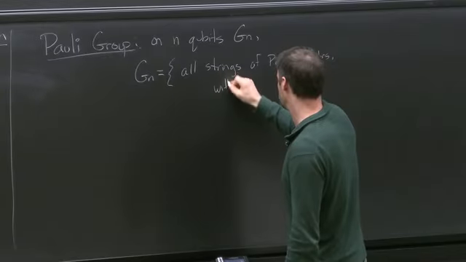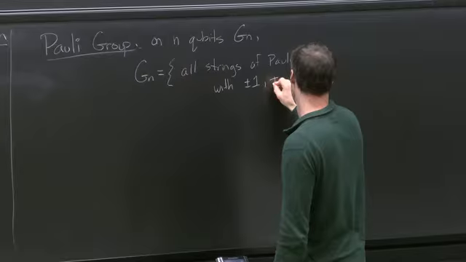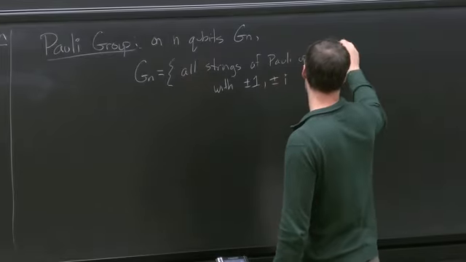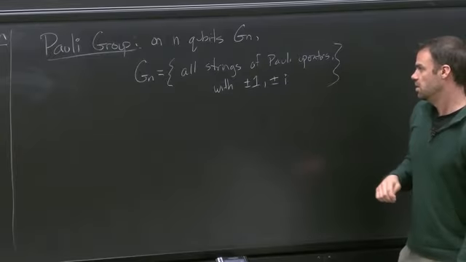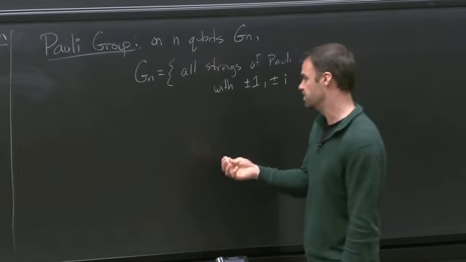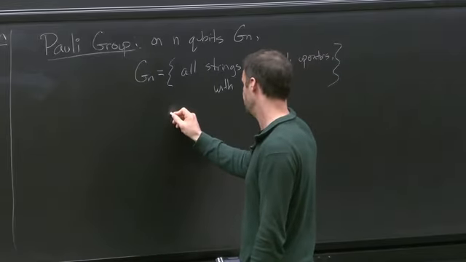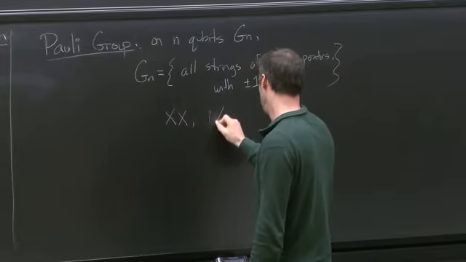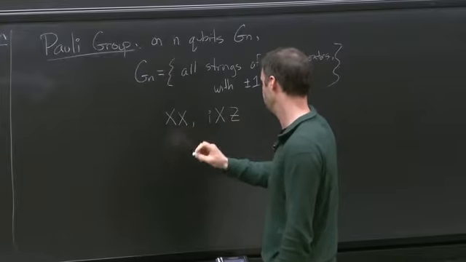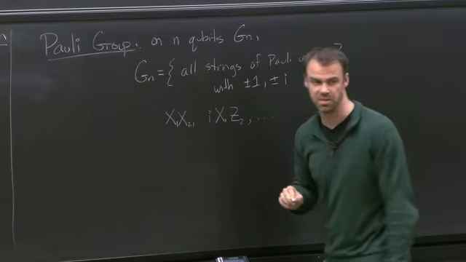And then I have to allow overall phases of ±1 and plus and minus i. So examples of elements of, say, the 2-qubit Pauli group would be X X or I X Z, or something.